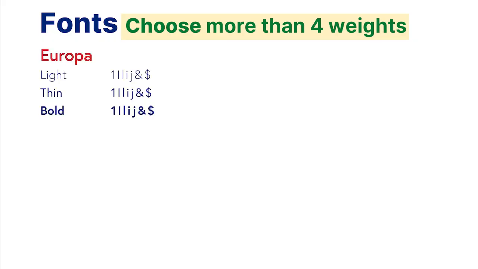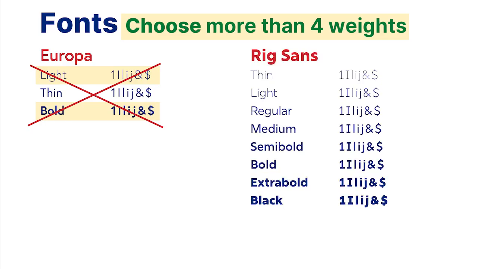Here's why. This sans serif font named Europa has 3 weights, light, thin, and bold, and the italics. The light is too thin, and the bold isn't heavy enough to emphasize the text, so I wouldn't use this font. This sans serif font, Rig Sans, has 8 weights.